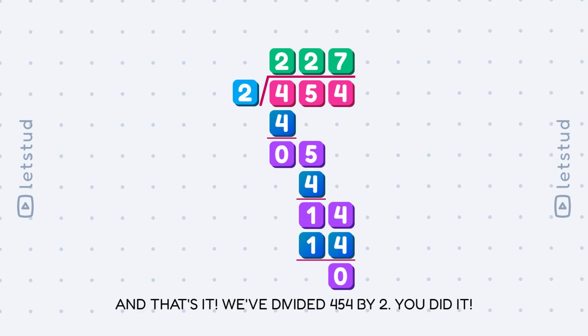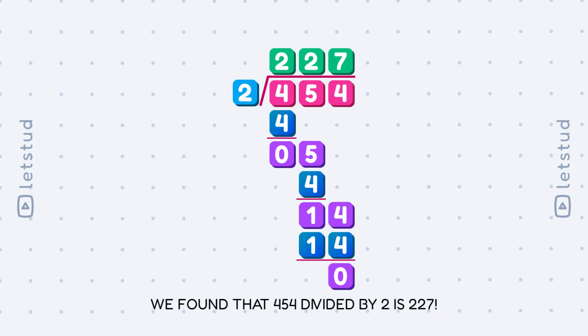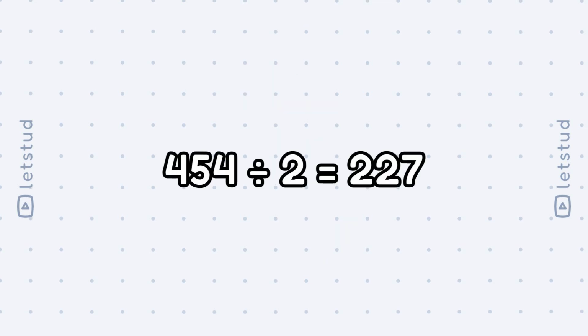And that's it, we've divided 454 by 2, you did it. We found that 454 divided by 2 is 227. Great job, everyone! We successfully divided 454 by 2 using the steps of long division. Remember, practice makes perfect, and you're all doing an amazing job.